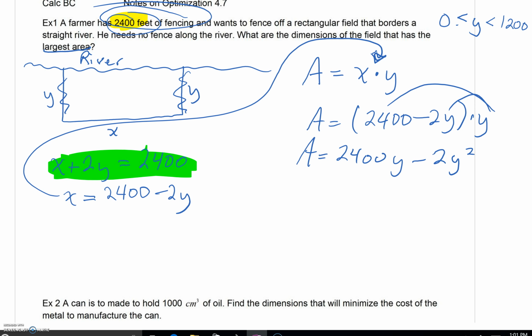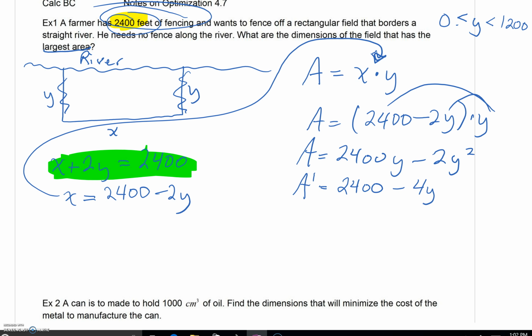Well, now for maybe the easy part, perhaps. What do you do? You're going to take your derivative. What is our derivative on the right side? Help me. 2,400 minus 4Y. Well, that's interesting.